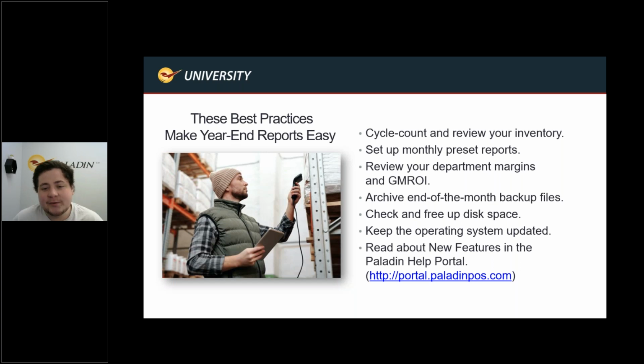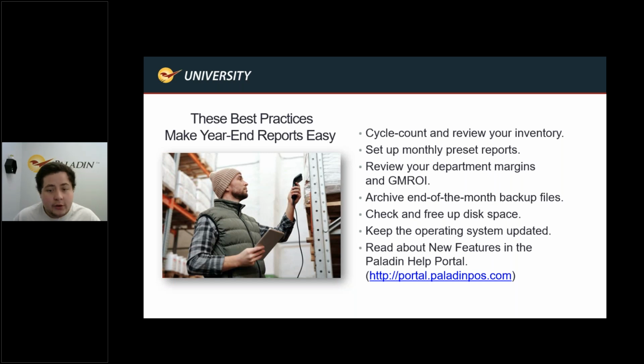And next, we'll be talking about setting up monthly preset reports, which is totally possible and very easy to do. We have a lot of articles on that, a lot of things to walk you through it. We have our entire support team as well. There's a ton of reporting that you can set up by just hitting one button, and it runs all the reports that you need at the end of the month, as well as the end of the year.